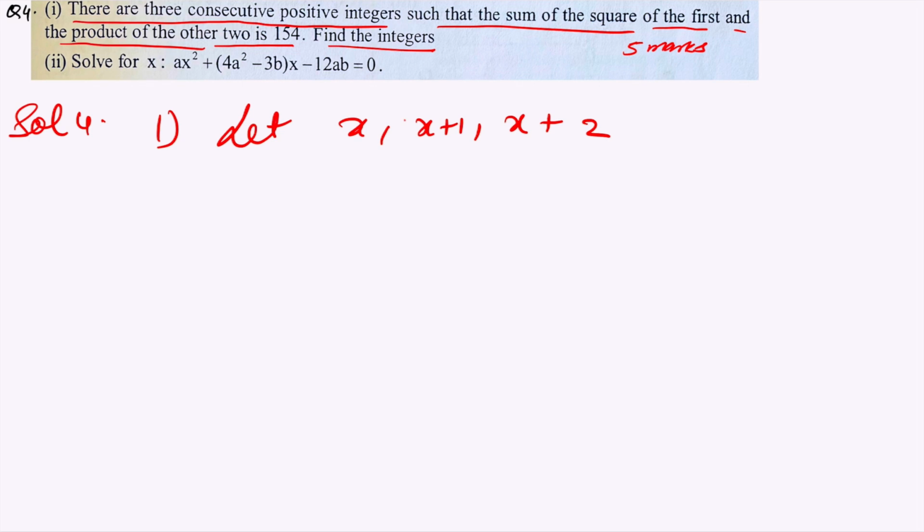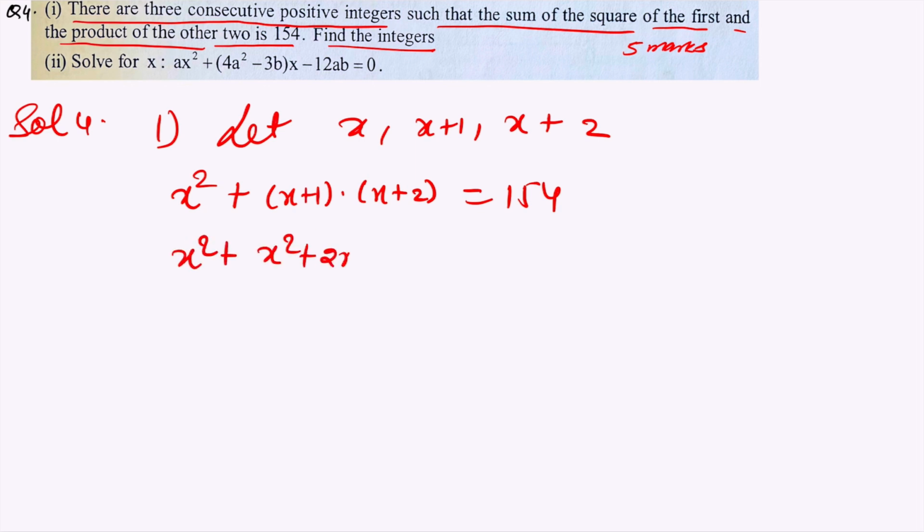We are given three consecutive integers such that the sum of the square of the first, x square, plus the product of the other two numbers, that is x plus 1 into x plus 2, equals 154. From here we will get a quadratic equation and we will solve that. That is x square plus, we multiply this, x square plus 2x plus x plus 2 equals 154. This is 2x square plus 3x minus 152 equals 0.